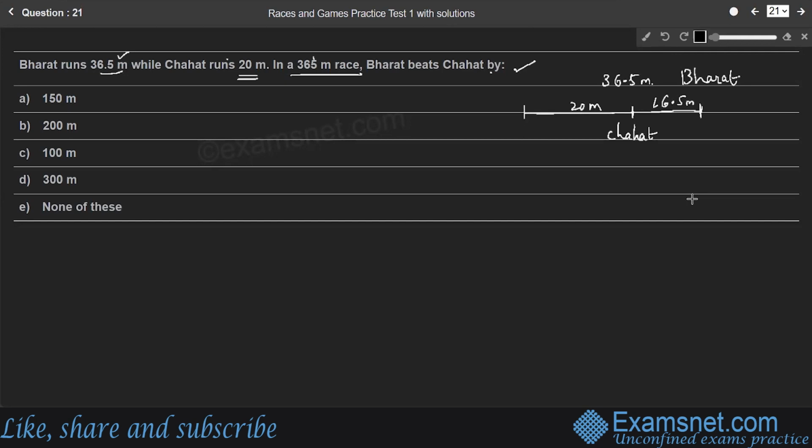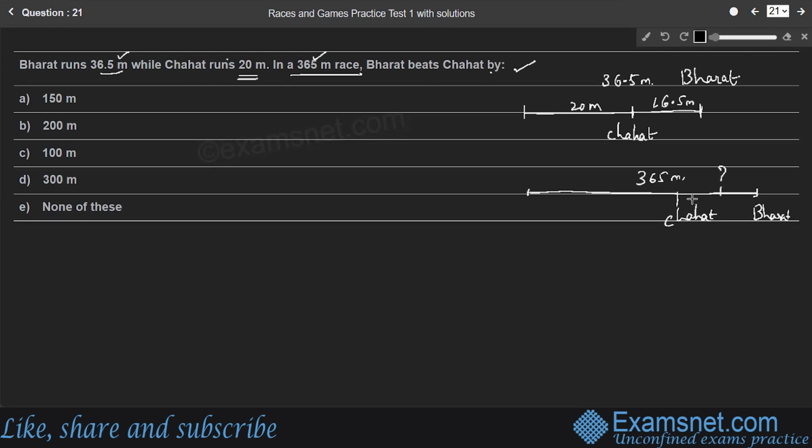Therefore, in a 365 meter race, Bharat beats Chahat by how many meters? So, we'll consider another track of 365 meters, in which Bharat beats Chahat by some distance. Chahat's position will be somewhere here.